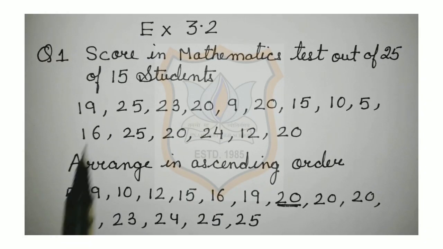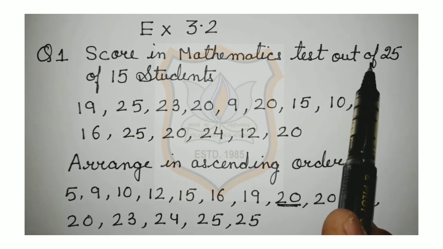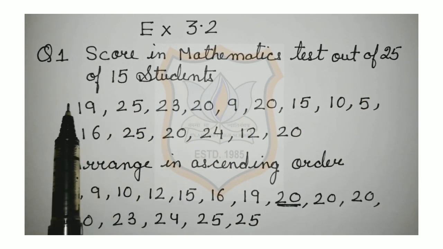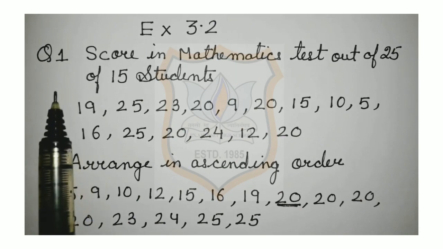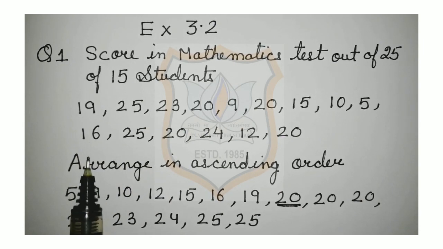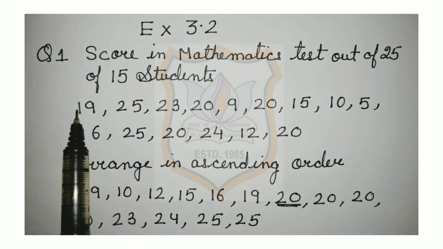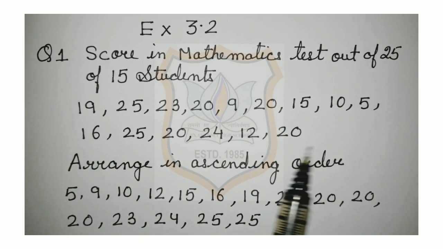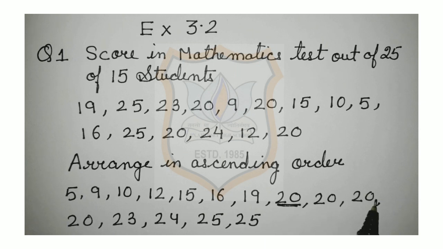Question number 1. The score in a mathematics test out of 25 of 15 students is given here. First, I have arranged this data in ascending order: 5, 9, 10, 12, 15, 16, 19, 20, 20, 20, 20, 23, 24, 25 and 25.